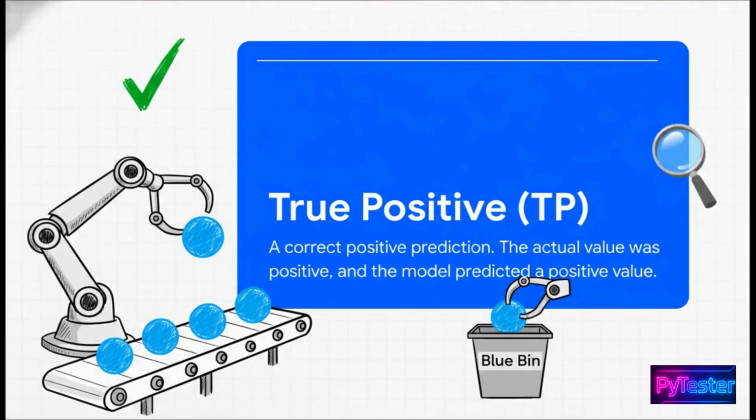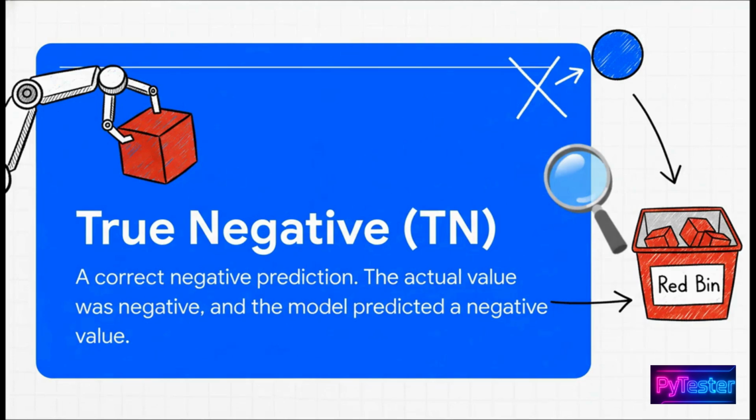First up, the best case scenario, a true positive. This is a perfect success. A blue sphere comes down the line, the robot sees it, correctly identifies it, and swoops in to place it in the blue bin. That's a point for us. A correct positive prediction. Next, we've got the true negative. This is also a perfect success. A red cube comes along and the robot correctly identifies that it's not a blue sphere and just lets it pass by into the red bin. Another win. It correctly rejected the thing it wasn't looking for.